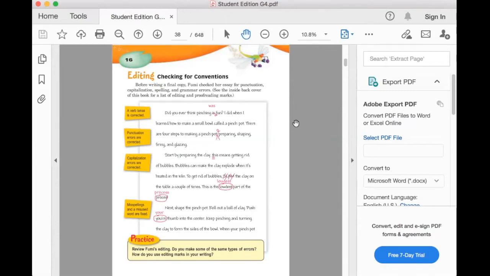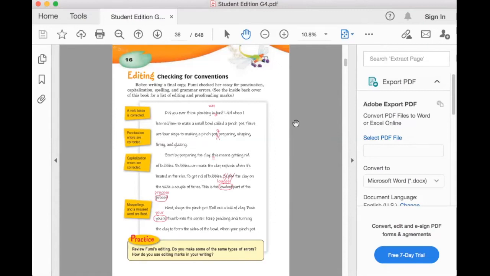I can tell you why. Because she's not writing about what she is doing in the present. If she was writing, "Do you ever think pinching is fun?" she would talk about the action that she is doing now. But instead, she's talking about something she did in the past. So she uses "was," which is the past tense of "is." Does that make sense to everybody? Does everybody understand that? Okay.